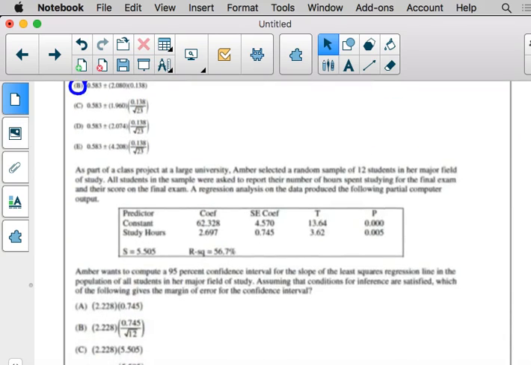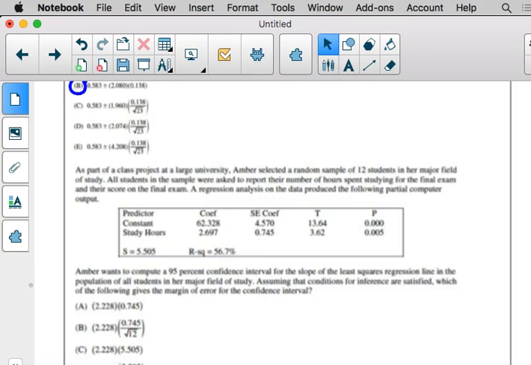Our next one, as part of a class project at a large university, Amber selects a random sample of 12 students in her major field of study. All students in the sample were asked to report the number of hours they spent studying for the final exam and their score on the final exam. A regression analysis on the data produced the following partial computer output. Amber wants to compute the 95% confidence interval for the slope of the least squares regression line in the population of all students in her major field of study. Assuming the conditions for inference are satisfied, which of the following gives a margin of error for her confidence interval?